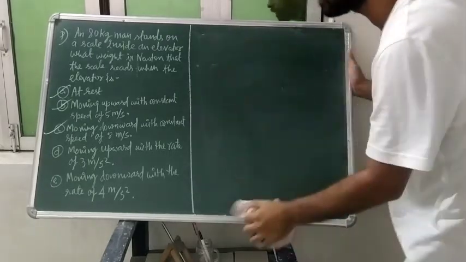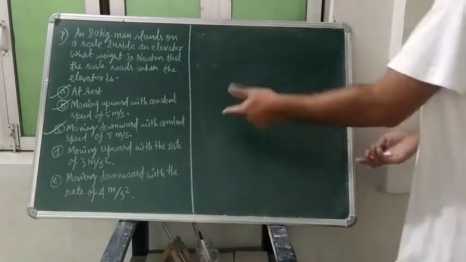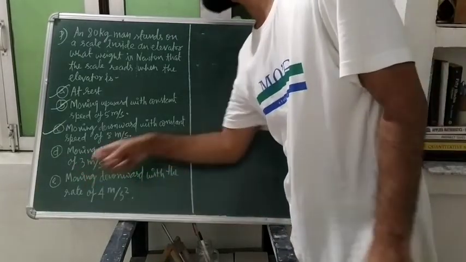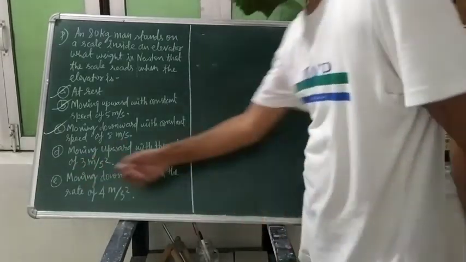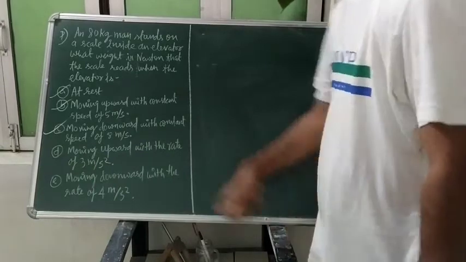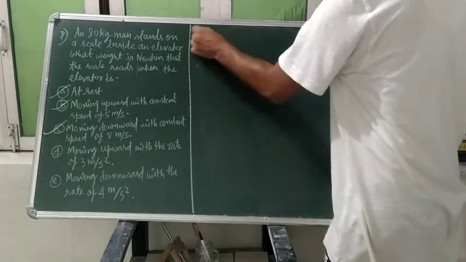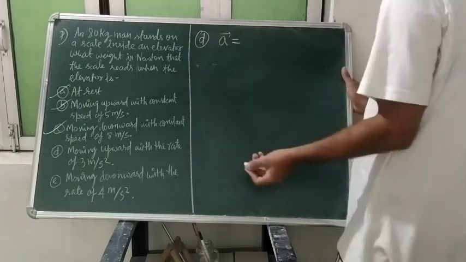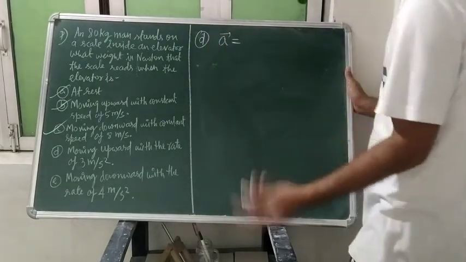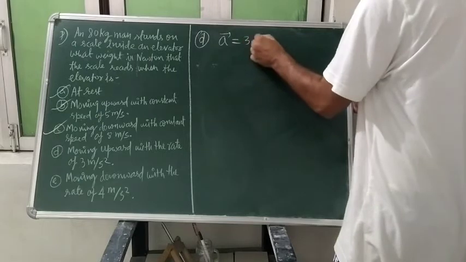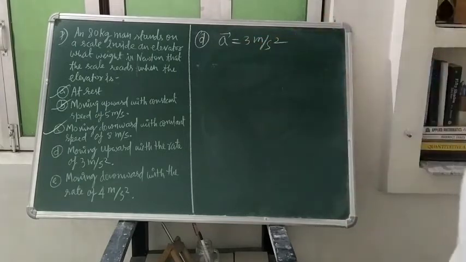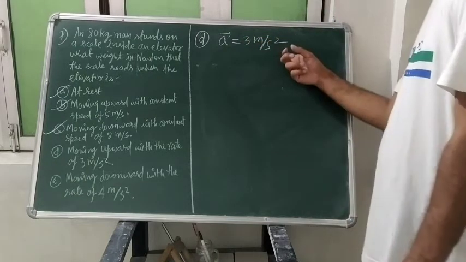Okay, so these three situations we have seen, and the D one is saying that it is moving upward with the rate of 3 meter per second square. So what is this one? 3 meter per second square. Meter per second square is the unit of acceleration, so here they have given you acceleration. You will judge it like that. So acceleration is 3 meter per second square.